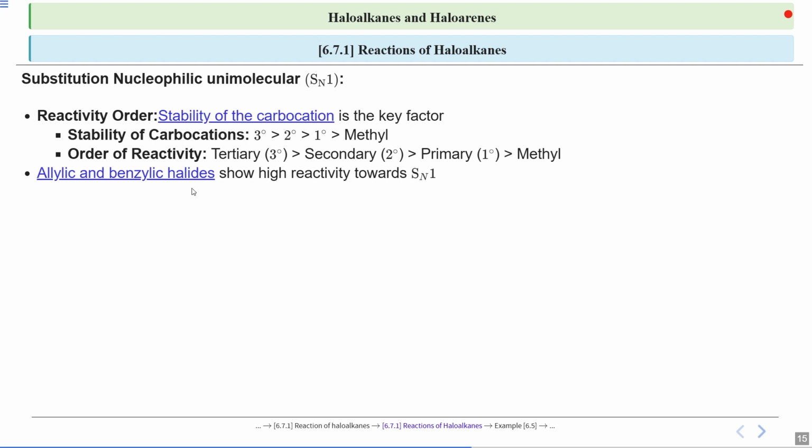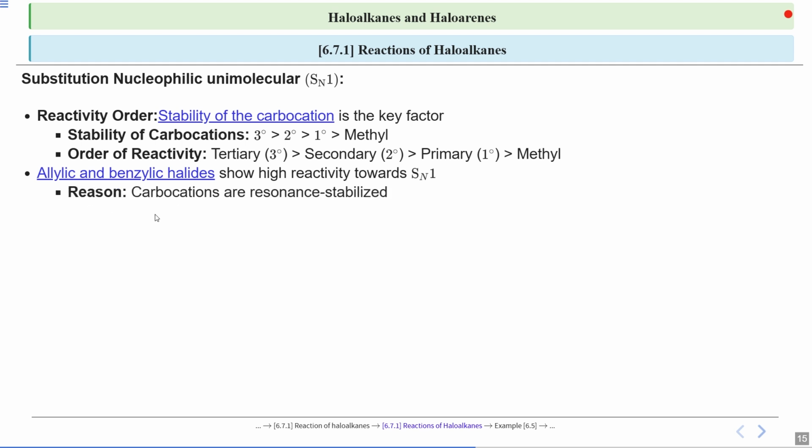Also, consider allylic and benzylic halides. Allylic means halides where the halogen is attached to the carbon next to a double bond. Benzylic halide means the halogen is attached to a benzene ring. Allylic and benzylic halides show high reactivity towards the SN1 reaction, so they generally undergo nucleophilic substitution by following the SN1 mechanism.